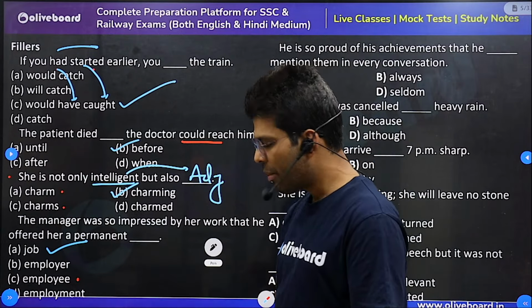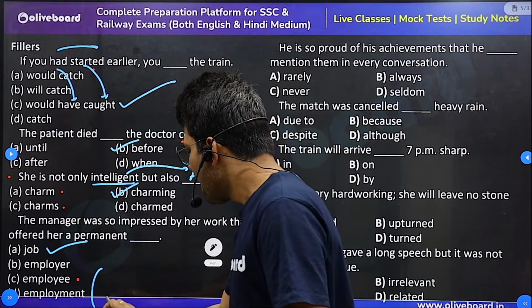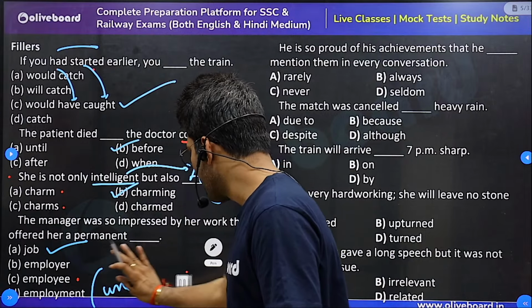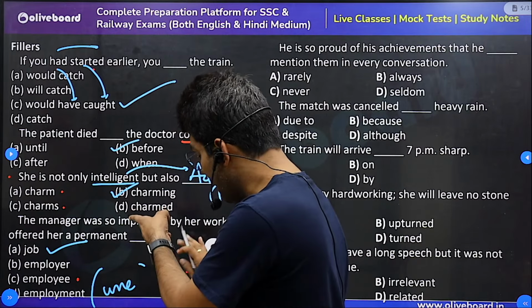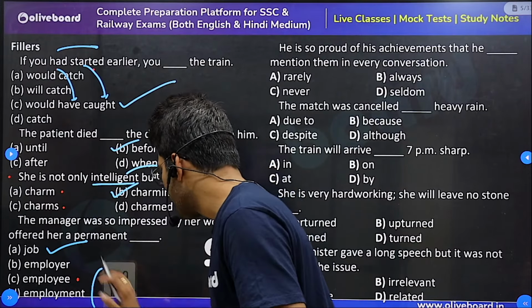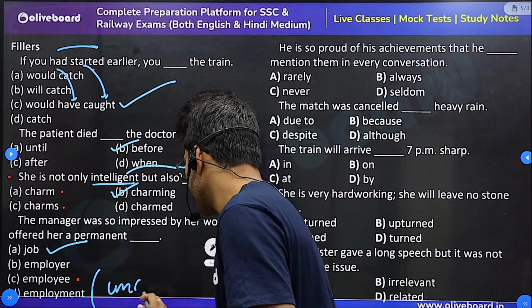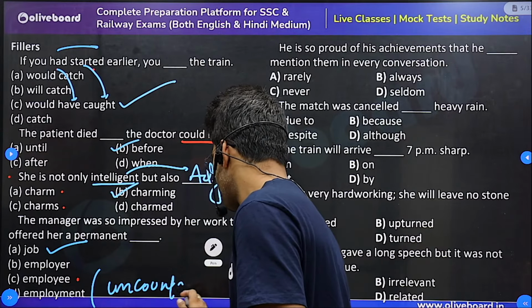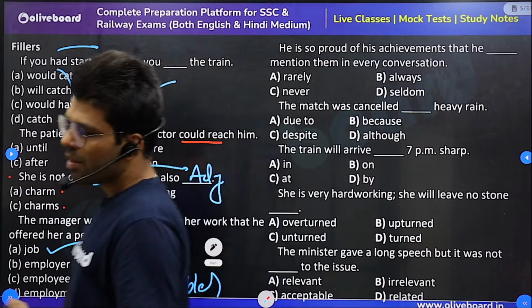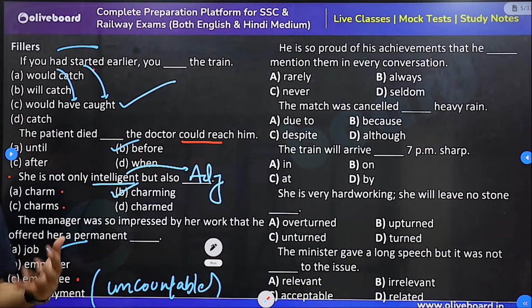Sir, why not employment? Employment is an uncountable noun, not a countable one, so that should not be considered with the help of that article over there. That's, I repeat, an uncountable noun. That's why employment is not the correct answer. Offered him a job is the only possibility.